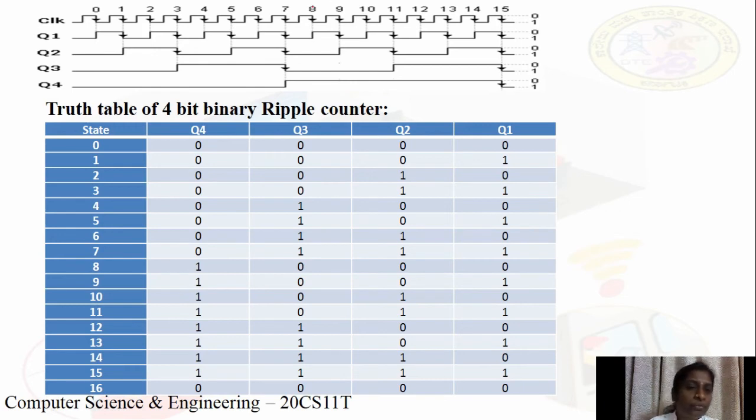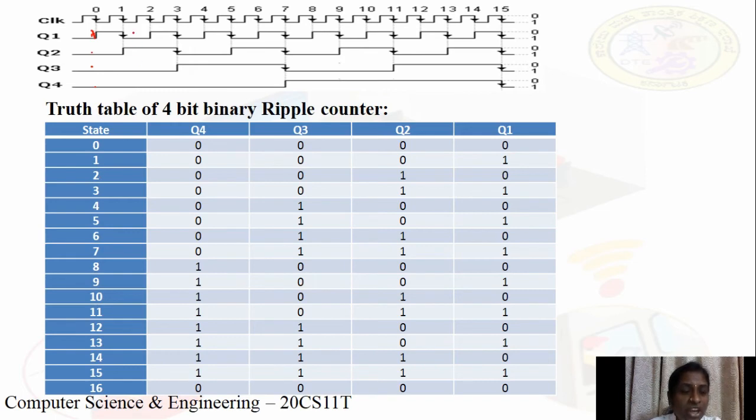Next, for the third clock pulse, for the third stage, let us observe what the values are for the first negative edge. Q1 is 1, Q2 value is 0, Q3 value is 0, Q4 value is 0. Now that is 0, 0, 0, 1. The BCD conversion or the binary decimal conversion of 0, 0, 0, 1 is 1.